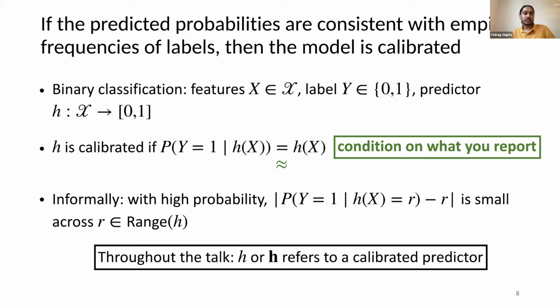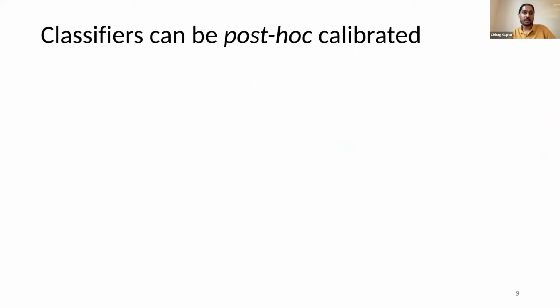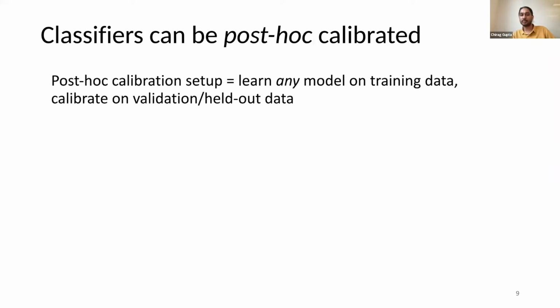Okay, so this is one important thing that you have to just remember, that throughout this talk, I'll be using little h or boldface H to refer to a calibrated predictor. And sometimes I'll be having miscalibrated predictors, and they'll be referred with a different letter, which I'll tell you now. So in general, I mentioned that ML classifiers are not calibrated, but they can be post-hoc calibrated.